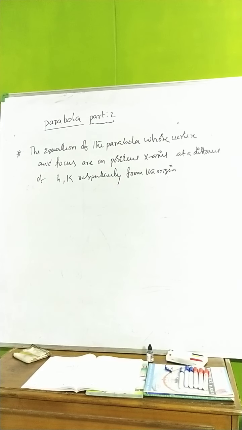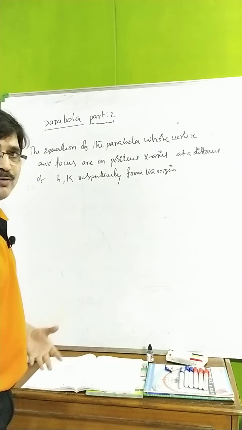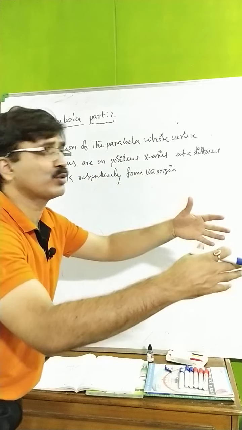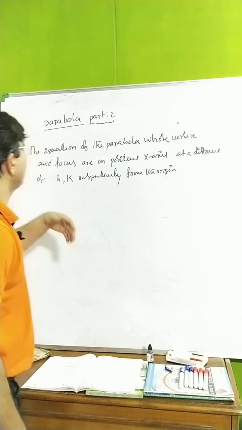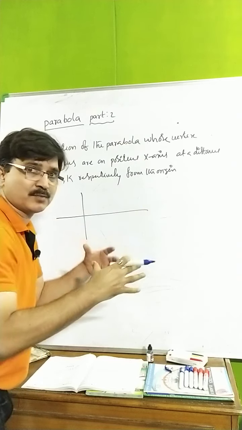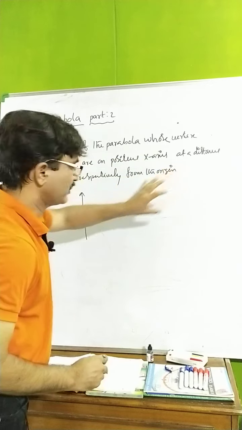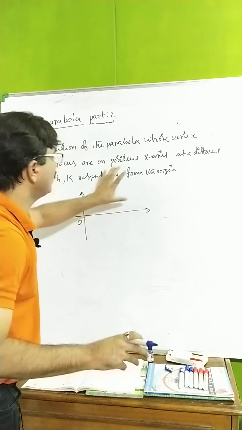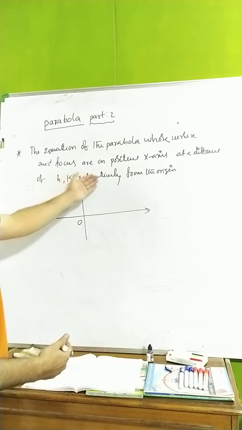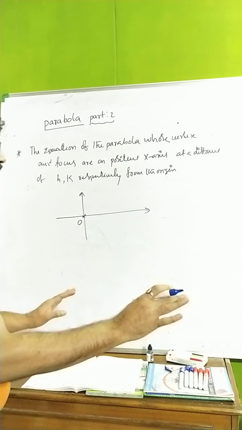Here I have taken one more example. There is a chance to give the question like this also, related to vertex and focus. How? You see here: the equation of the parabola whose vertex and focus are on the positive x-axis. Very clearly while reading it, you please catch this point. While reading it, if possible, I would like to draw the diagram. Positive x-axis, that means this one. They are lying on these two. Now the question is how they are at a distance of h and k respectively from the origin. From the origin, that is very clear.